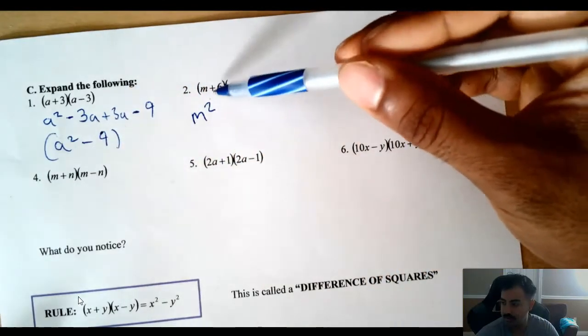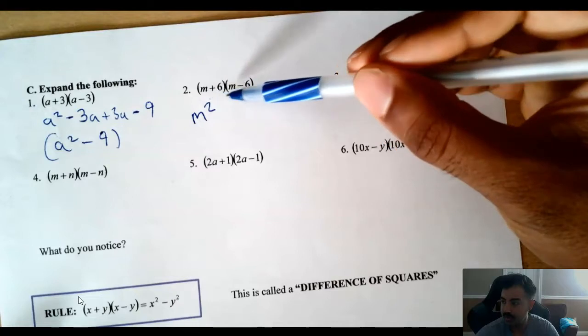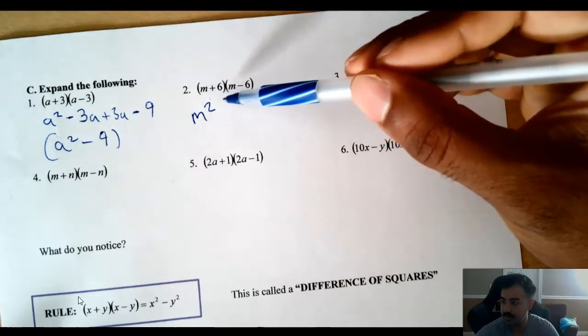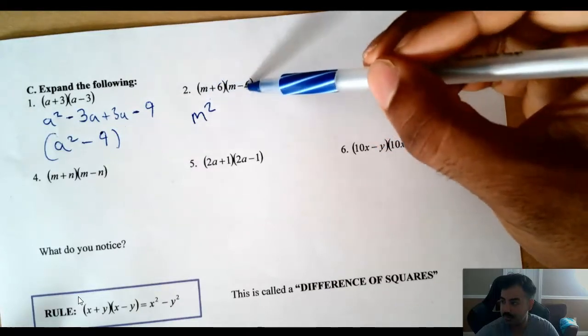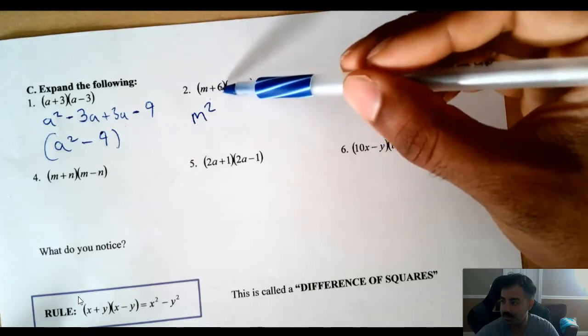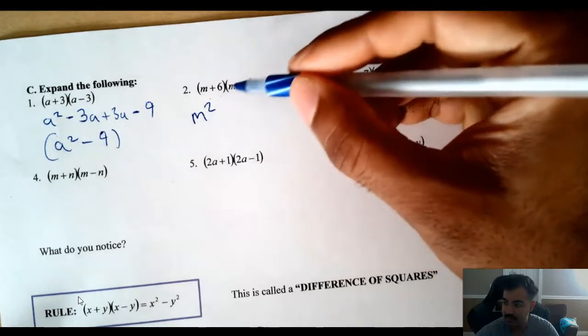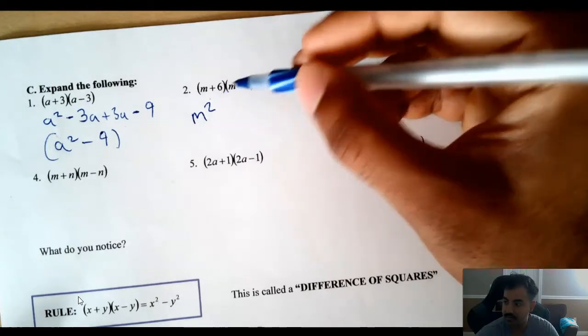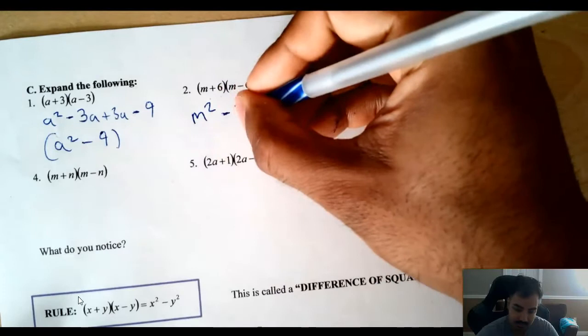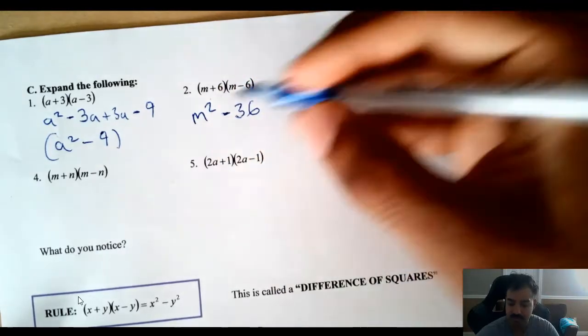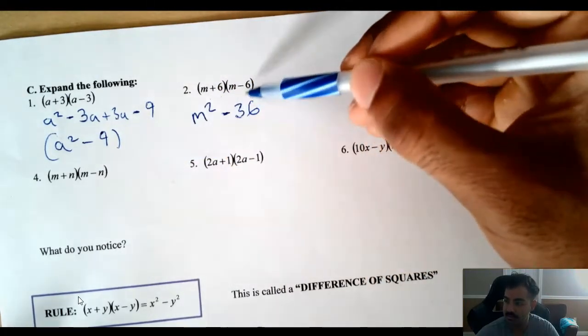If I did the steps out, it would be negative 6m and positive 6m, because m times negative 6 is negative 6m, and 6 times m is positive 6m. So they cancel out. And the last term is squared. So negative 6 times positive 6 is negative 36. Right. So that's pretty much the pattern here. So you can see that you can do it out, or you can just do it in one step.